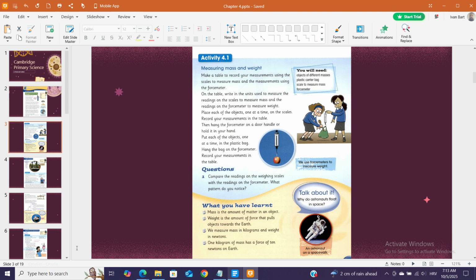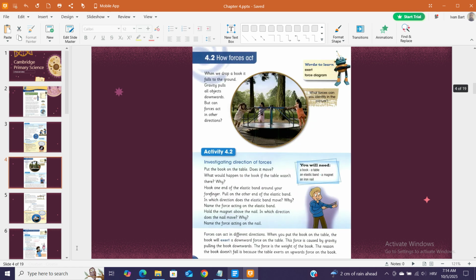Talk about it. Why do astronauts float in space? An astronaut on a spacewalk. 4.2 How forces act. When we drop a book, it falls to the ground. Words to learn. Exert. Force. Diagram. Gravity pulls all objects downwards. But can forces act in other directions? What forces can you identify in the picture?